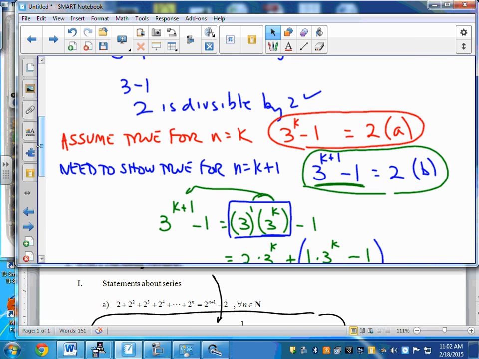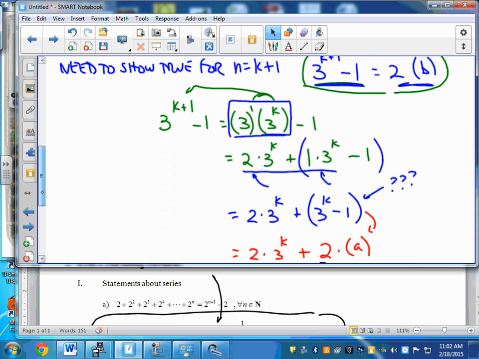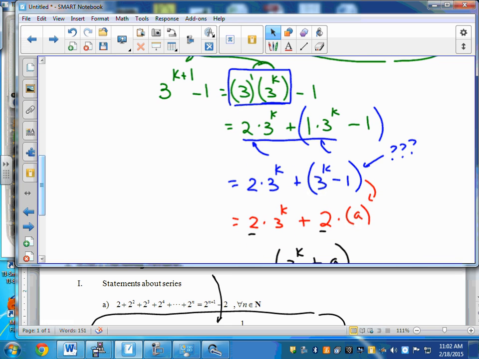And that's what I needed to show. I needed to show that 3 to the k plus 1 is in fact 2 times some quantity. And in the proof, I used the fact that 3 to the k minus 1 is 2a. This was my assumption. Now, divisibility proofs can be challenging, and for the test, this would certainly not be one that's required. Maybe a bonus. Could you do something with divisibility?